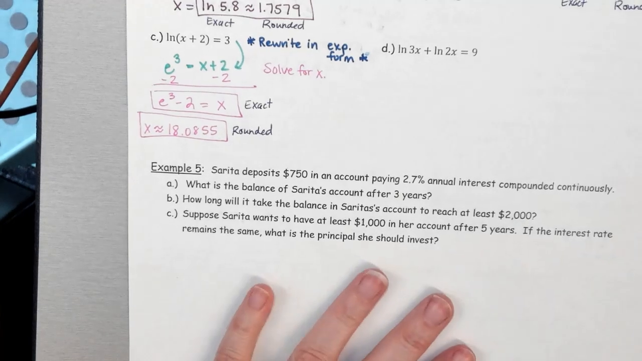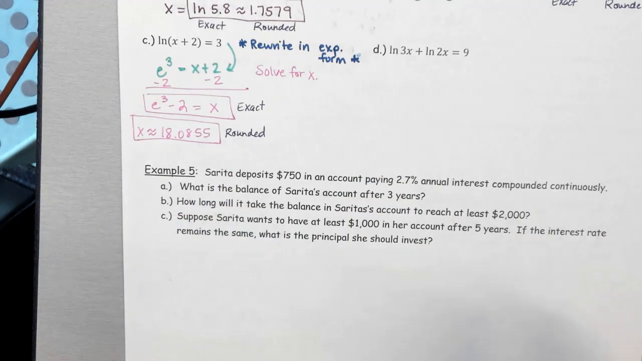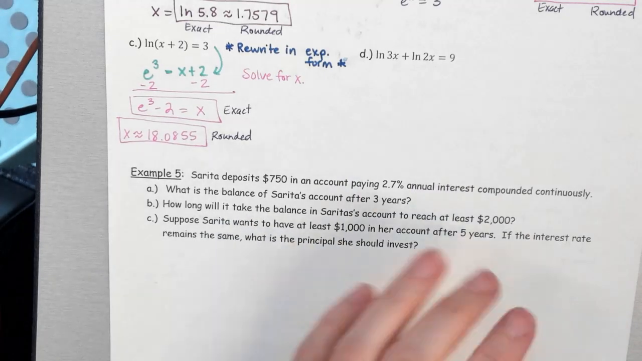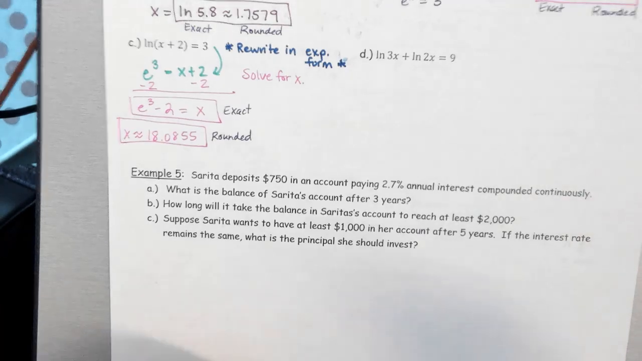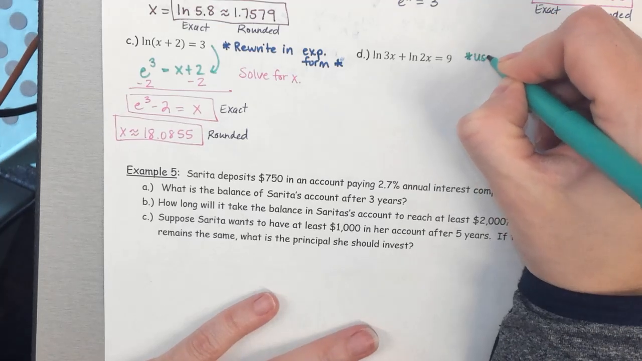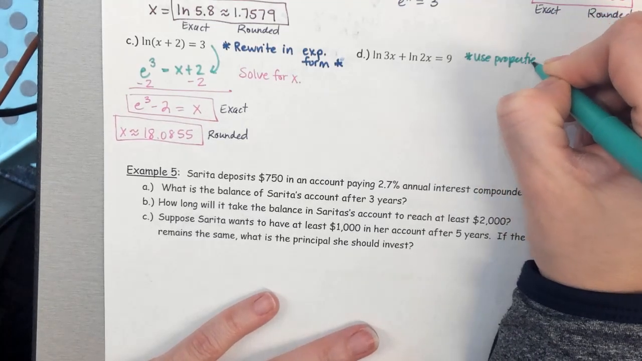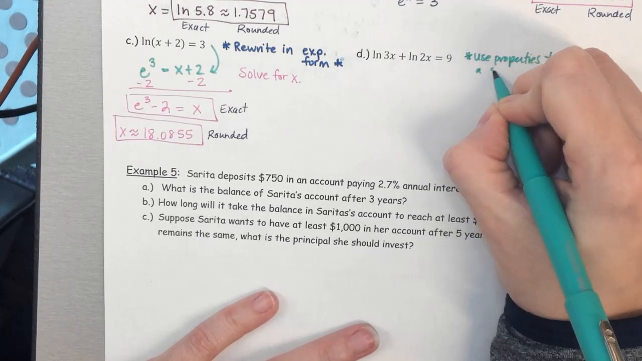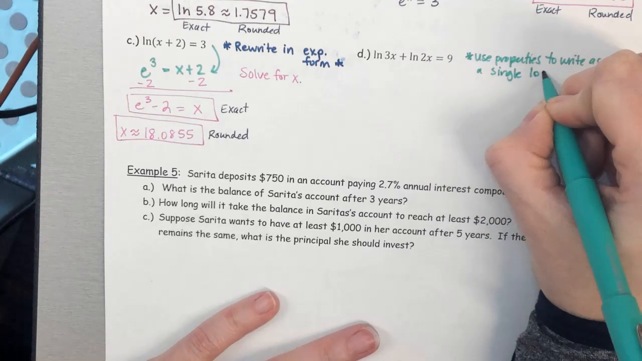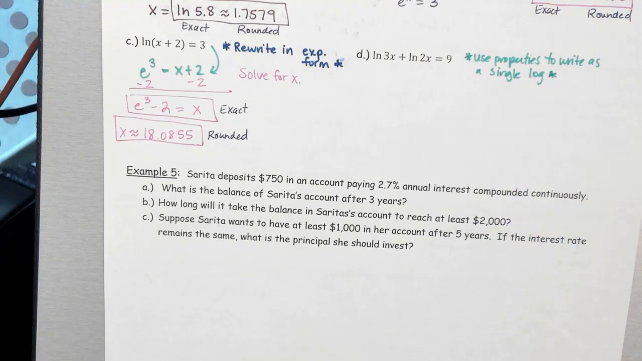All right, and then D, we have the natural log, but we have more than one. Anytime you have multiple logs, whether they're natural logs or the log, the first thing you want to do is use your properties to write as a single logarithm. Okay, so we're going to use properties to write as a single log. Okay, and that's actually what we did at the bottom of the last page. So see if you guys can condense that to a single log using your properties.